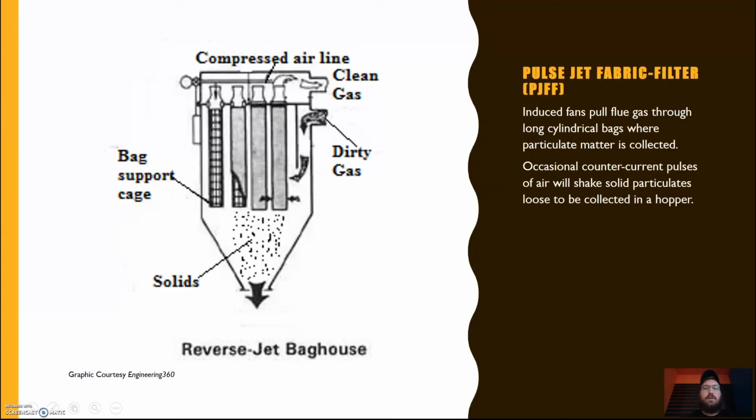The final system we'll see is the pulse jet fabric filter, which works on the basis of separating the particulate matter out of flue gas. As you'll see from the schematic on the left, it uses induced fans to pull the dirty gas through long tube-like bags with a very fine fabric. The gas is allowed to escape through the fabric, whereas the particulate matter builds up. To prevent clogging, compressed airlines occasionally shoot jets of air to blast particulate matter out of the bags, and it is then hoppered and dried, repurposed, or sluiced to a fly ash pond.